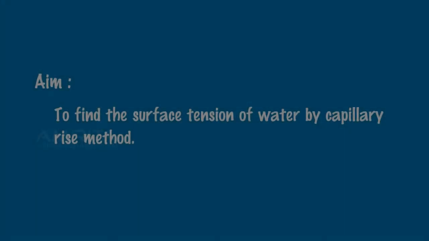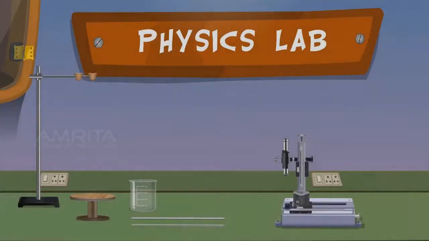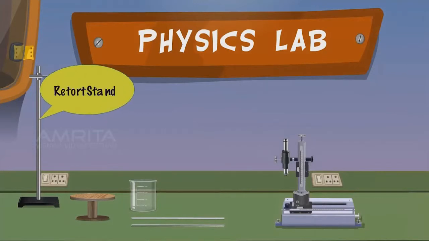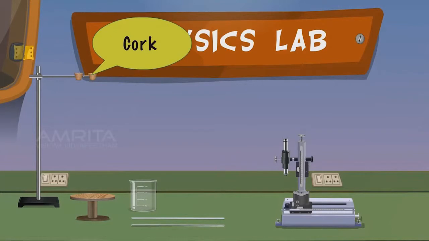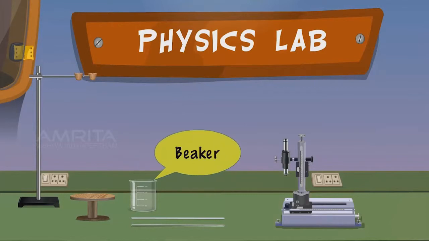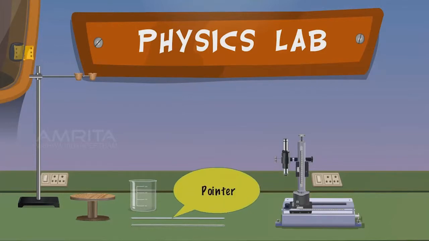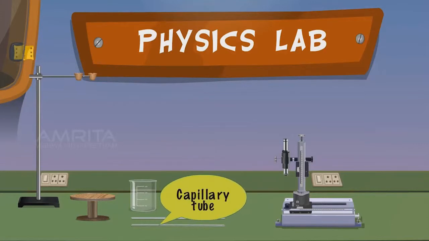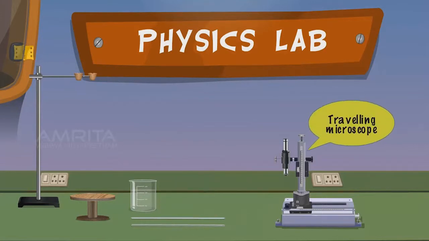Our aim is to find the surface tension of water by the capillary rise method. To do the experiment, we require the following: retort stand, cork, wooden stand, beaker containing water, pointer, capillary tube, and traveling microscope.